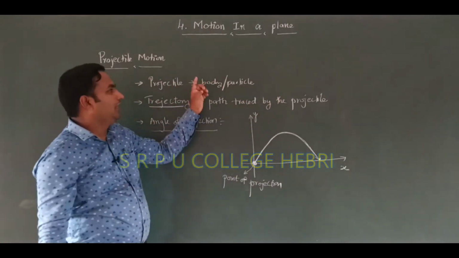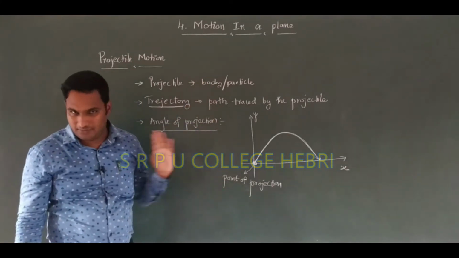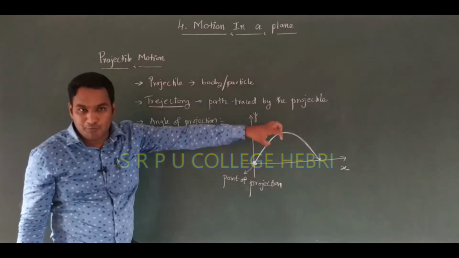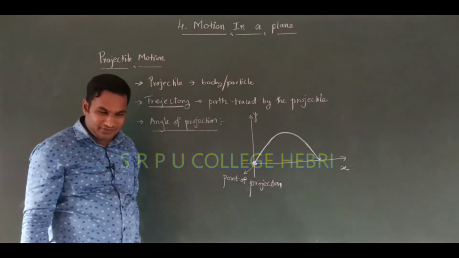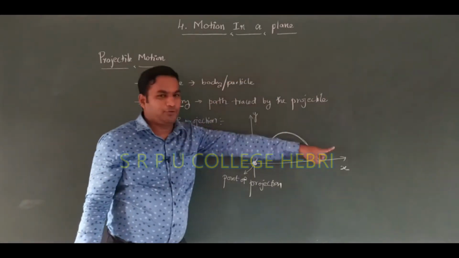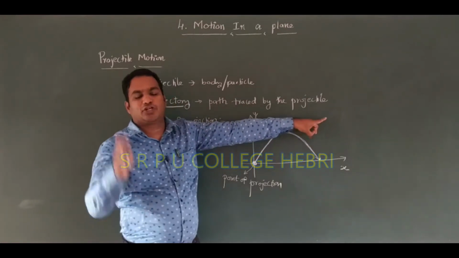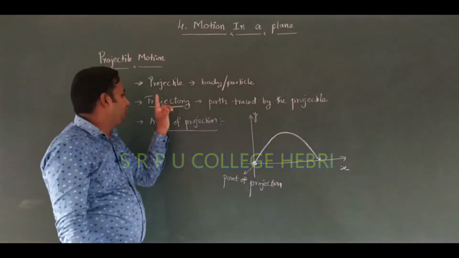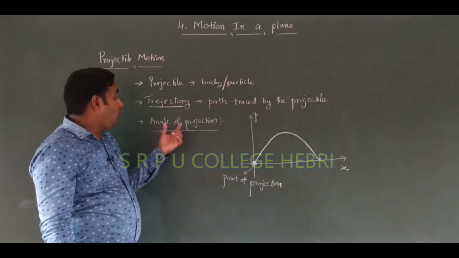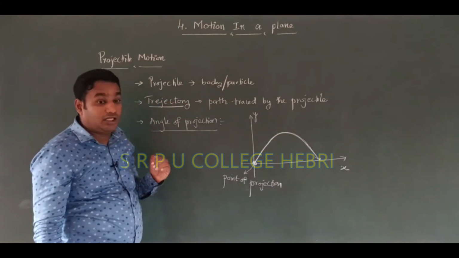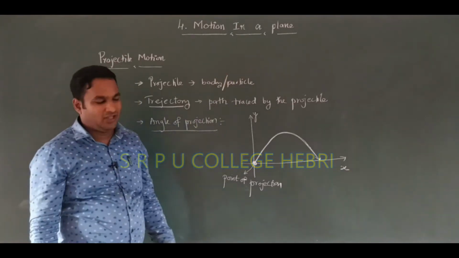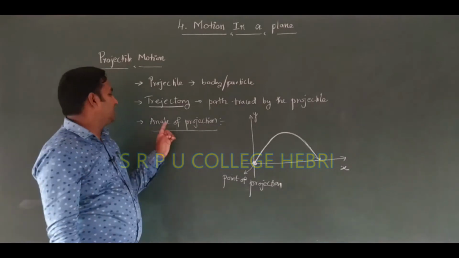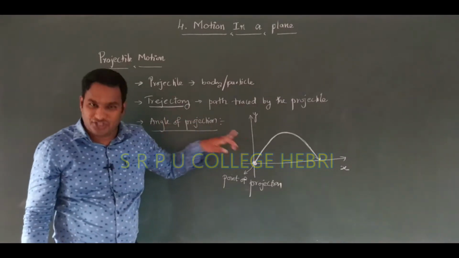Projectile is nothing but a body or particle. Is that understood? A body or particle or an object is called a projectile. The path traced by the projectile or body or object or any particle is called the trajectory. At what angle the particle is projected, that itself is called the angle of projection.